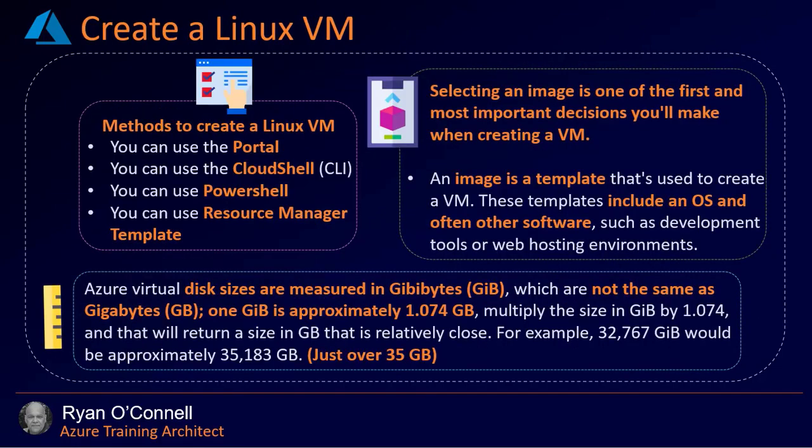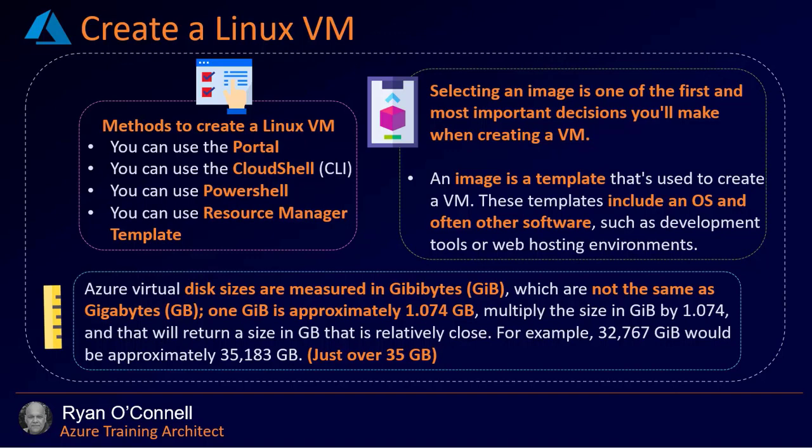To create a Linux virtual machine, we have a number of methods. We can use the portal, we can use Cloud Shell, we can use PowerShell, and we can use the Resource Manager template. Selecting an image is one of the first and most important decisions you'll make when creating a VM. An image is a template that is used to create a VM. These templates include operating systems, often other software as well, such as development tools or web hosting environments.